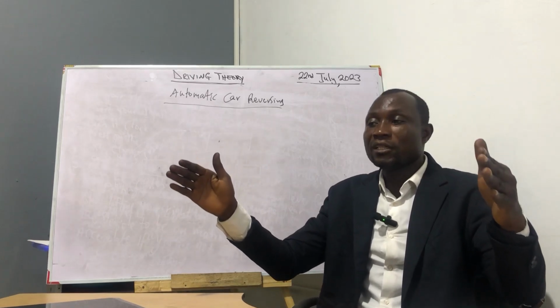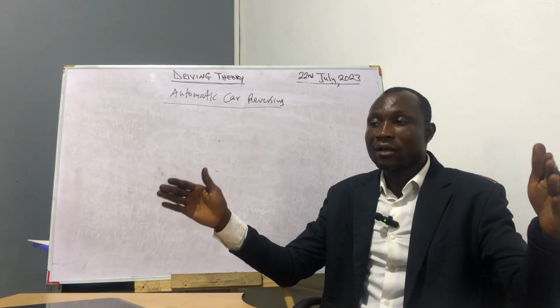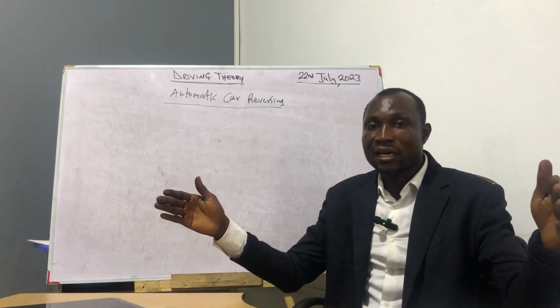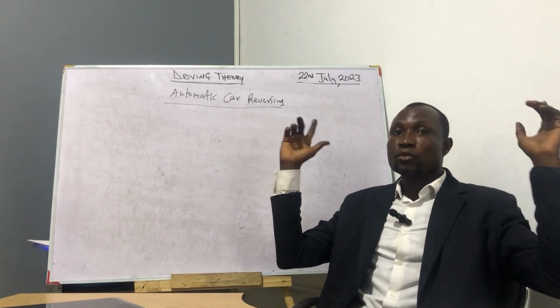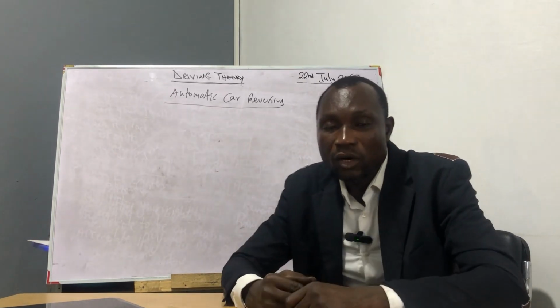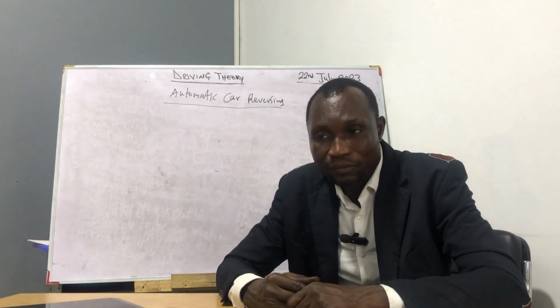But if you are able to gauge it, you can't get both sides to be equal, but at least one side will be bigger than the other side. Then you maintain it and use your interior mirror and you go straight. That is how we use the mirror when we are reversing using the automatic car.